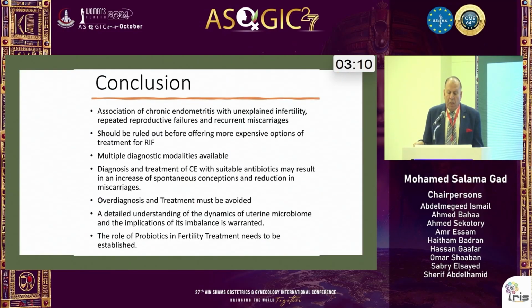In conclusion, associated chronic inflammation with unexplained infertility, repeated reproductive failure, and recurrent miscarriage was proved and should be ruled out before offering more expensive options of treatment in recurrent implantation failure. Multiple diagnostic modalities are nowadays available. Diagnosis and treatment of chronic inflammation of the endometrium with suitable antibiotics may result in an increase of spontaneous conception and reduction in miscarriage.